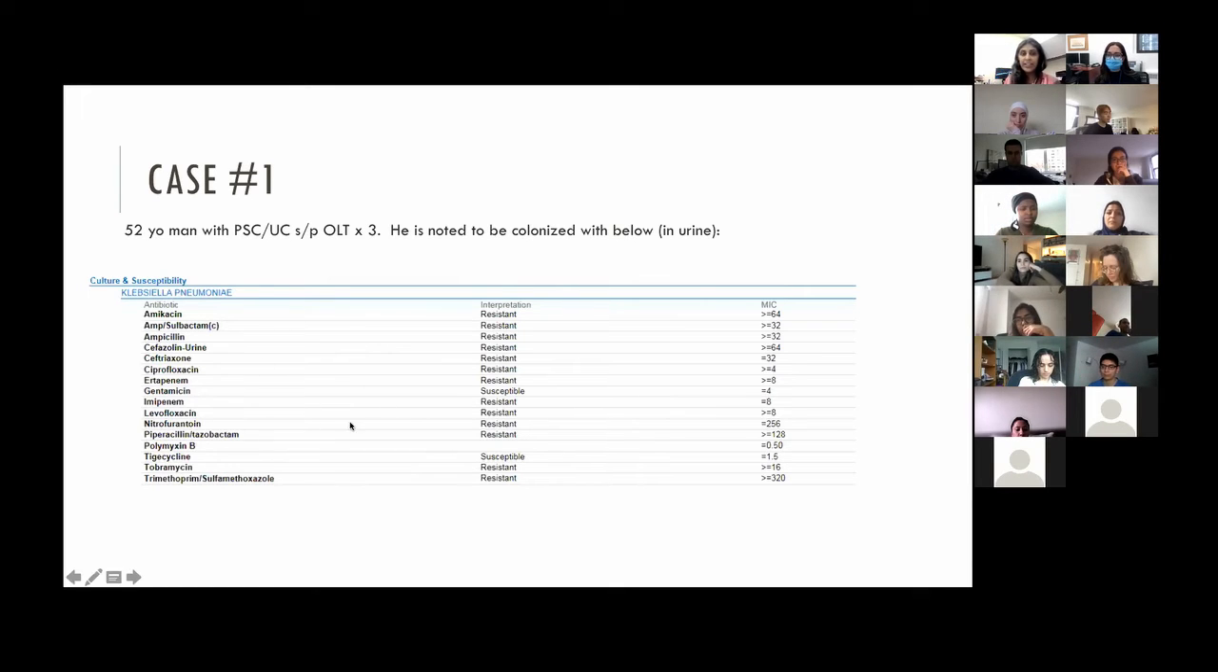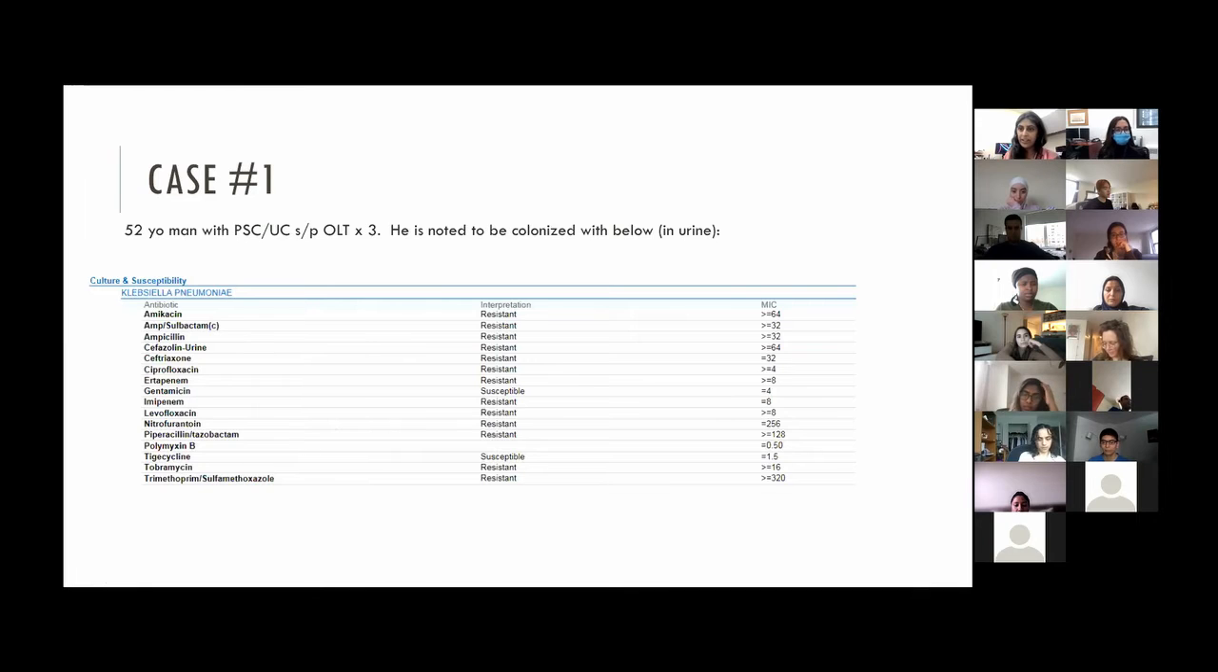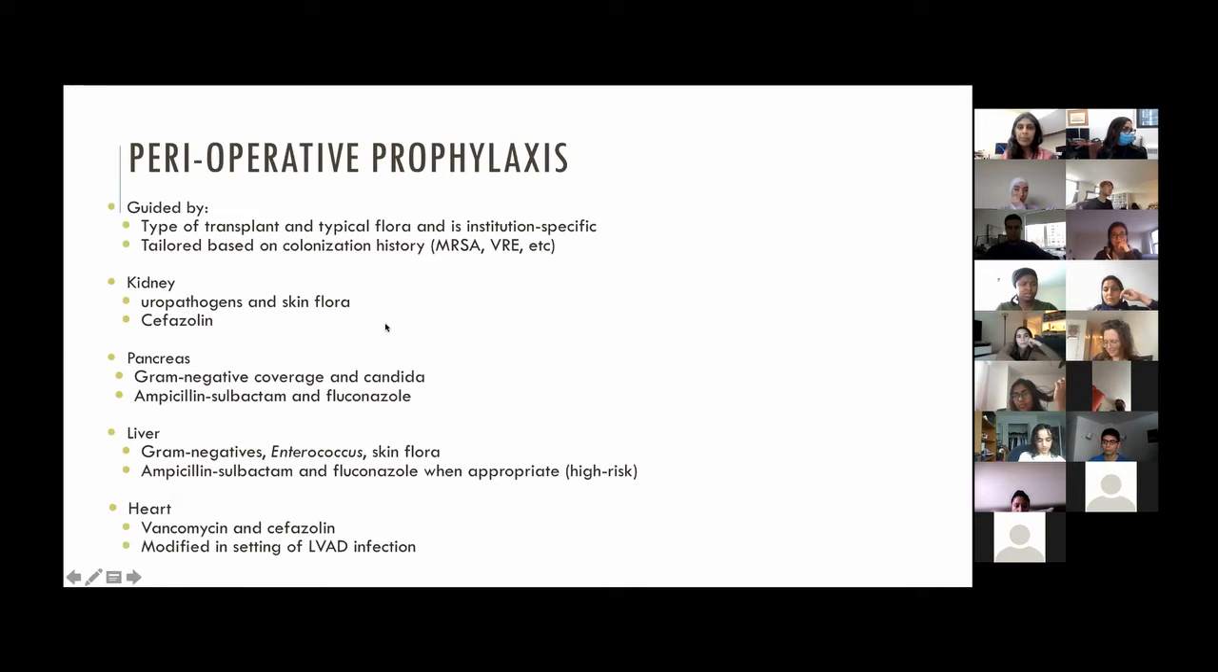And so he's being evaluated for transplant, and we're being called now to say, what is this patient's risk after transplant for infection? So you can see how this is problematic, right? We already have a very resistant bug in the urine, and this is pre-transplant. So when we talk about perioperative prophylaxis at the time of transplant, these are the types of things we consider. Are patients colonized with certain bacteria even before going into their transplant? We think about the type of transplant they're having, and we also think about the types of bugs that you may see at that particular institution.